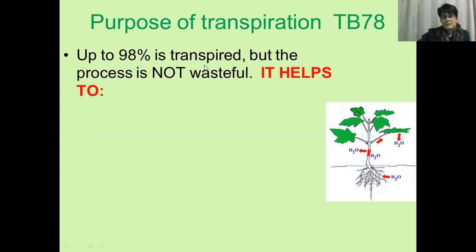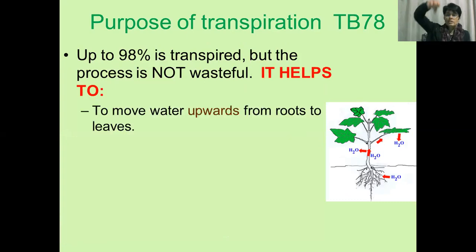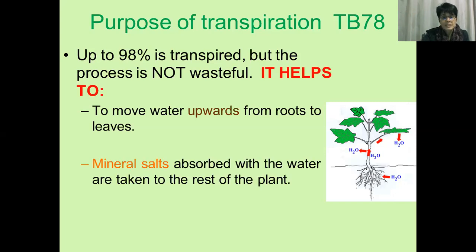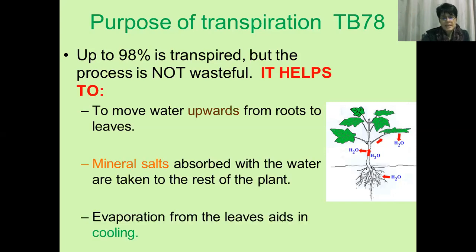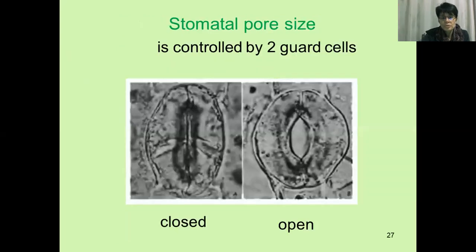Even though 98% of the water that a plant absorbs is transpired, it's not wasteful, because it helps water with salt to move up to the rest of the plant, the leaves, because the salts help to make other things like proteins and fats and DNA and whatever else the plant needs. Vitamins, that's why we eat plants. They make vitamins from the glucose, the sugars that they make during photosynthesis. So the mineral salts are taken up. And just like us, when the plant transpires, it helps to cool the plant.